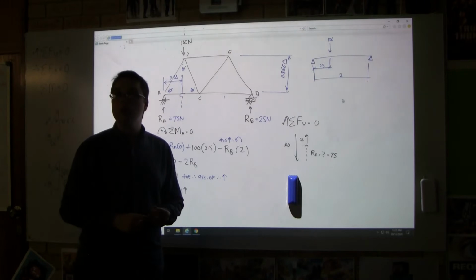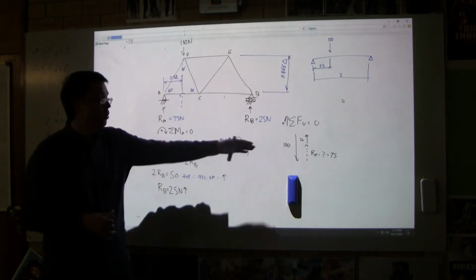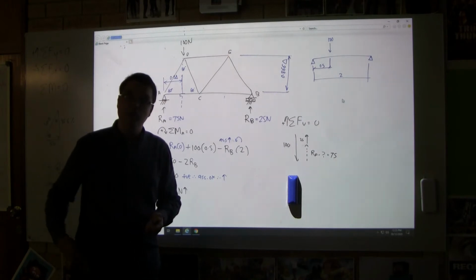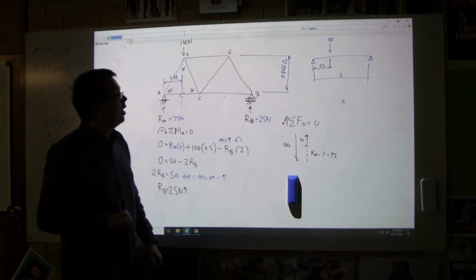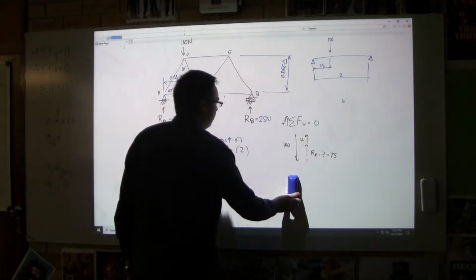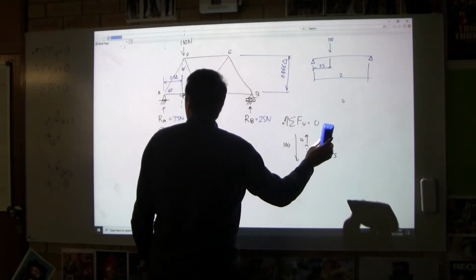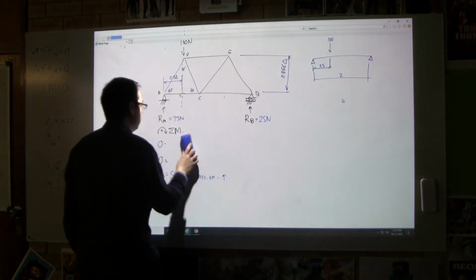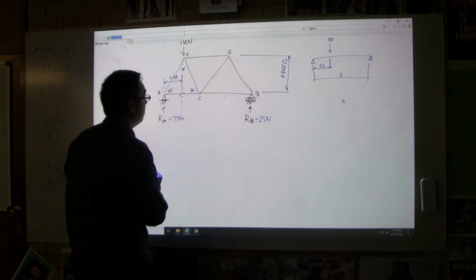And the reason we don't need to write the moment equation a second time is because we've already got it here, yeah? We've just used the sum of the forces vertically to figure it out. Are we happy with that? Okay. So we've found our reactions. That's the first part of the question.